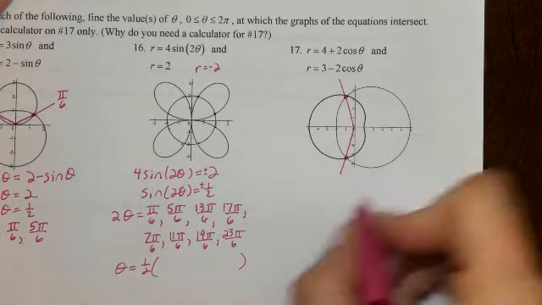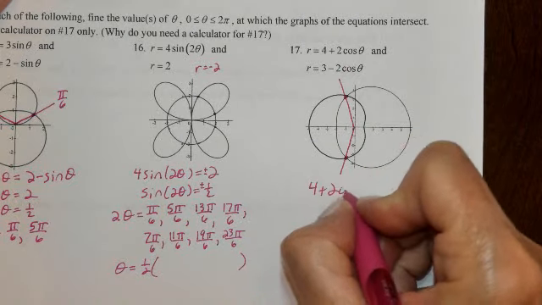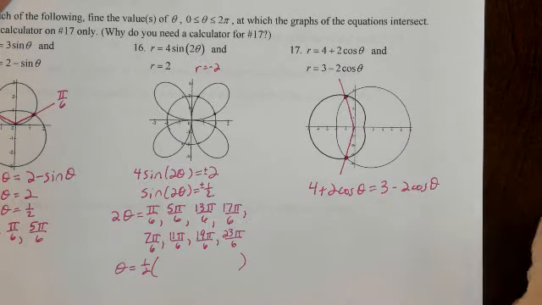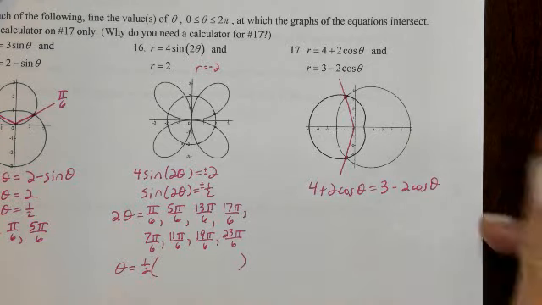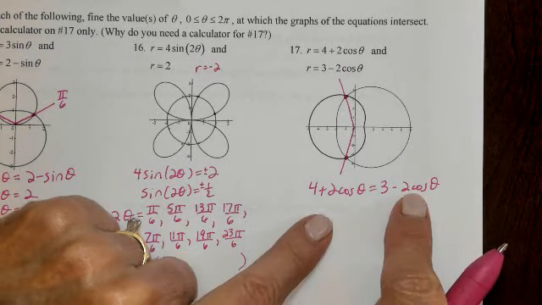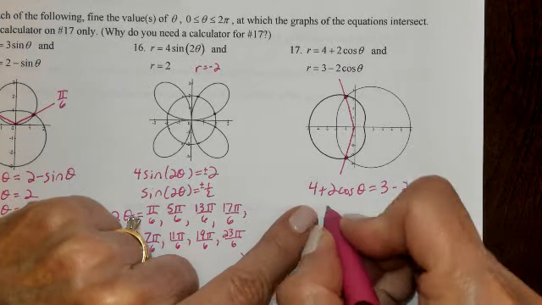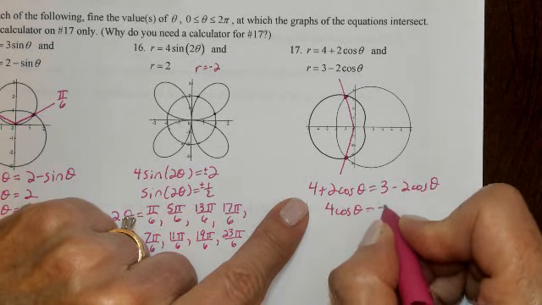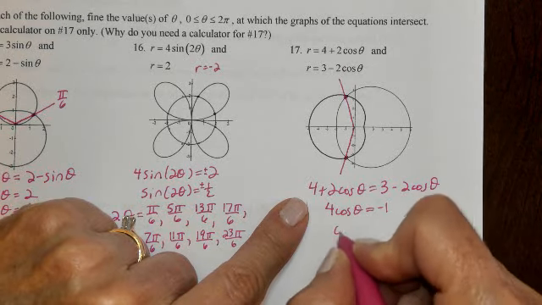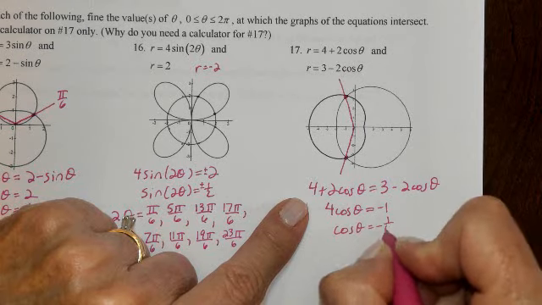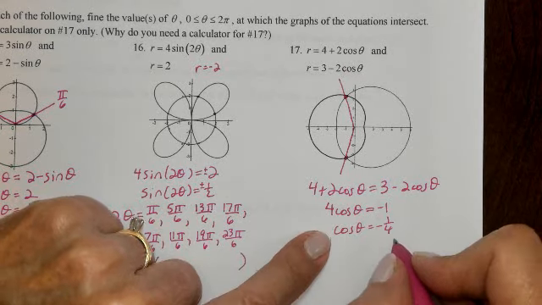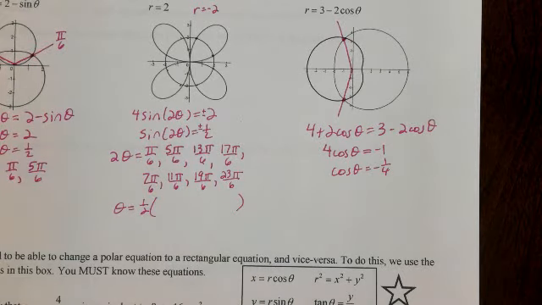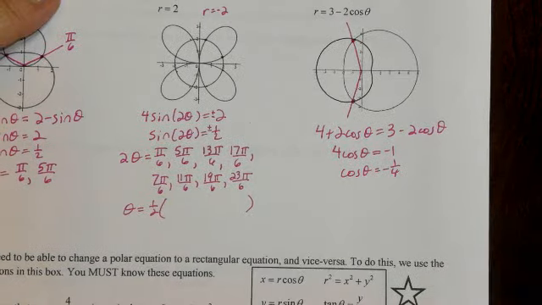See what those are. So we have 4 plus 2 cosine theta is equal to 3 minus 2 cosine theta. Okay? So I'm going to add 2 cosine theta, and I'm going to subtract the 4. Then I have cosine theta is negative 1/4. I don't know that one offhand. That's not one of our unit circle values, is it? So this is one that we have to have a calculator to do.